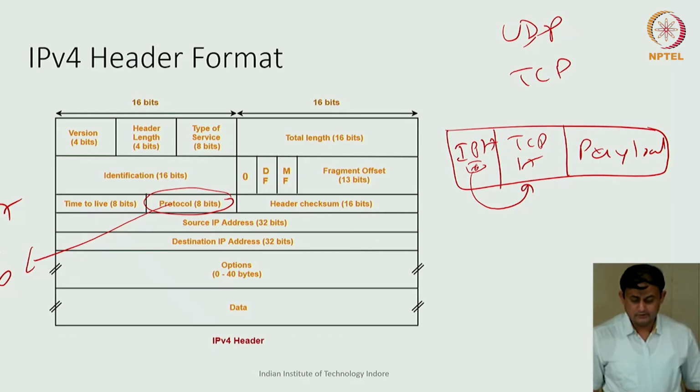I will not go into the details of the other fields. I think they are self-explanatory. All of us have seen this IP packet header many times, so I am assuming that you know the meaning of the other fields. Let's see exactly how these combinations change the IP packet.